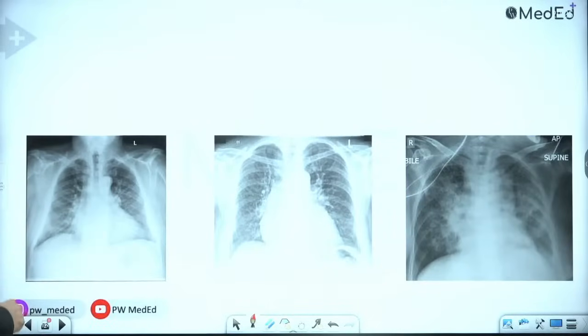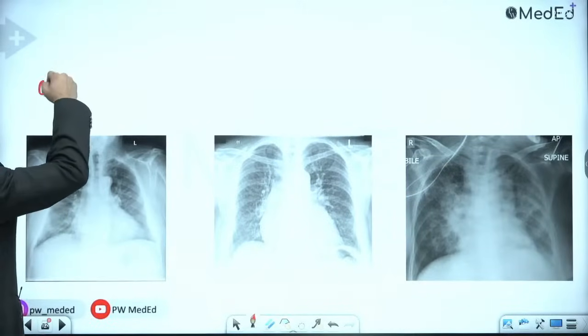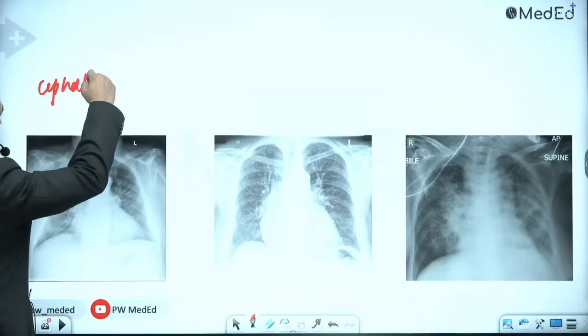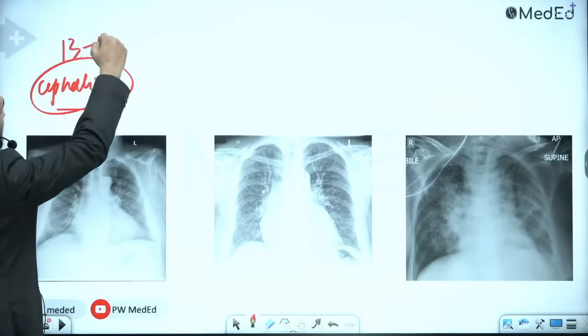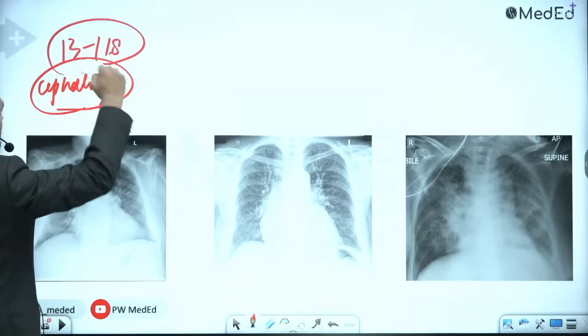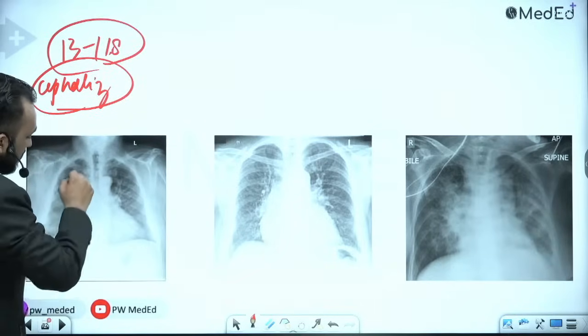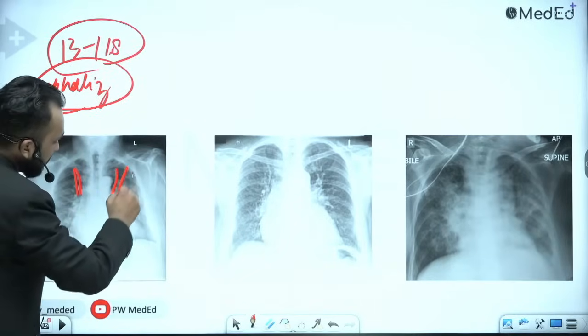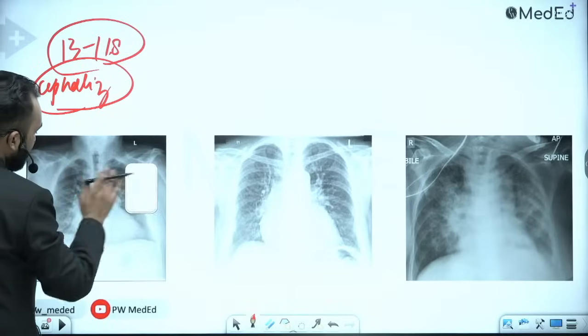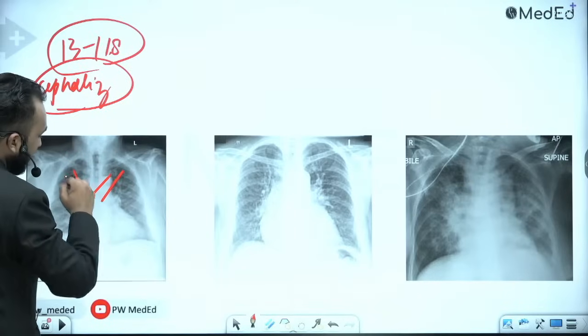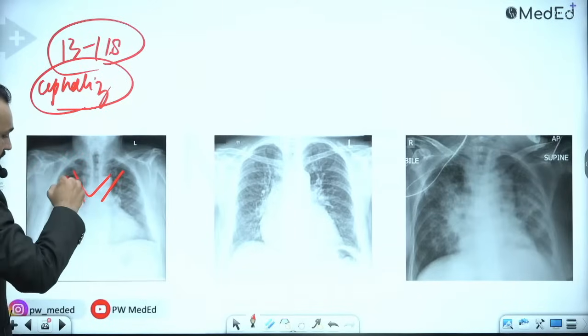In the first stage, you will see cephalization of blood vessels. There will be redistribution of blood flow when the pulmonary capillary wedge pressure is between 13 to 18 mmHg. You will see prominent upper lobe vessels, and this gives a sign that is known as stag antler sign, or inverted mustache sign.